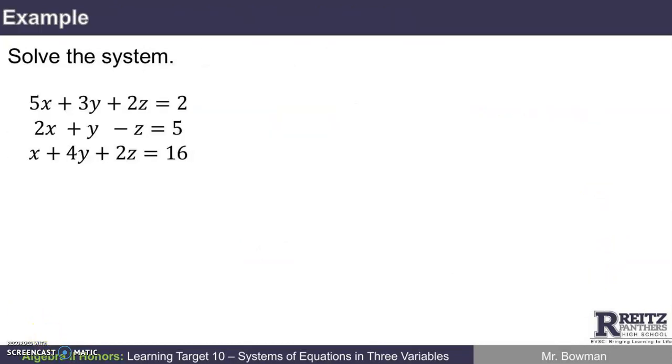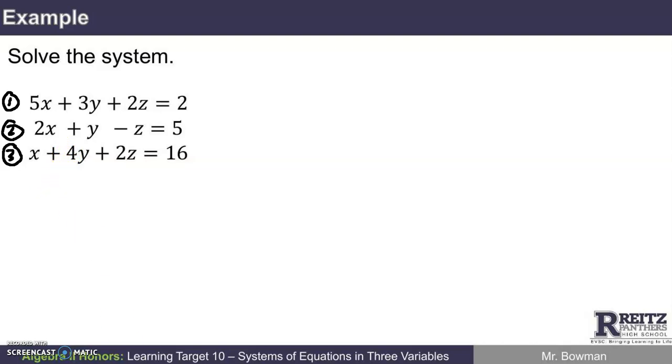So let's see if we can solve that system from the last slide. The system of 5x plus 3y plus 2z equals 2, 2x plus y minus z equals 5, and x plus 4y plus 2z equals 16. I strongly suggest for when you're looking back at your work to maybe, off to the side, number each original equation. This helps if you're looking back at your work later today or next week or whatever. You can look back and tell a little bit more easily what you did to find your 2 equations. I need to find 2 different ways to eliminate the same variable.